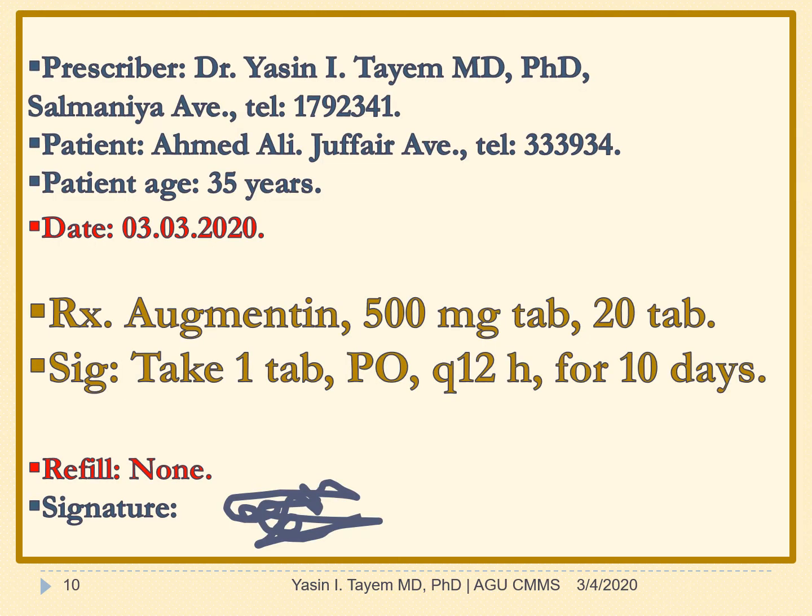This slide shows a complete prescription for Ahmed. Notice the components: prescriber details, patient details, age and date. Then the main body of the prescription, keeping in mind that augmentin is the drug of choice for acute bacterial sinusitis. Rx, augmentin, 500 mg tablets, 20 tablets. Take 1 tablet, PO, Q12 hours for 10 days. Refill, none. And then we sign.